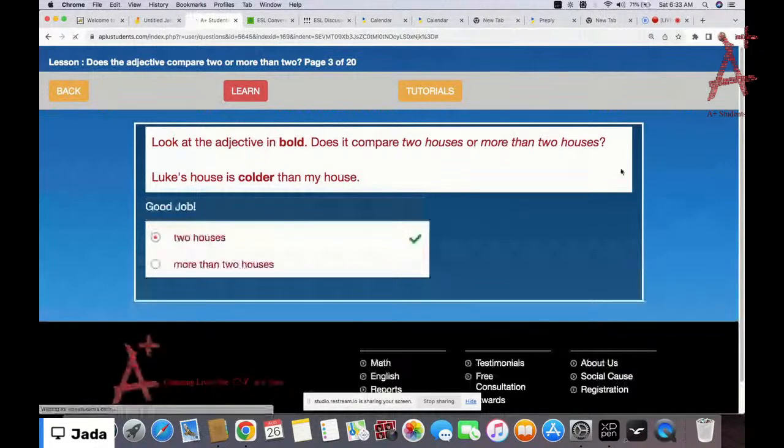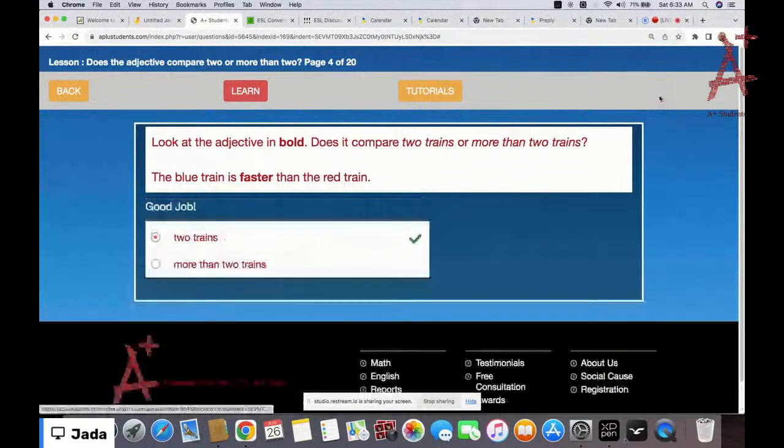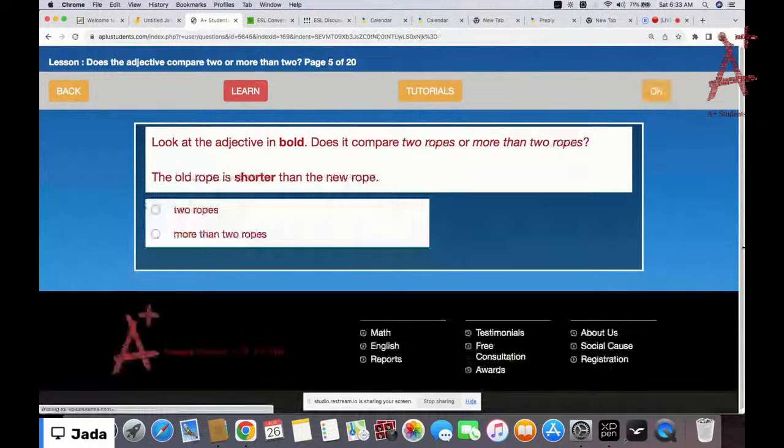The blue train is faster than the red train. So we have faster. Once you have faster, what does it mean? Only two trains, it's comparing only two. The old rope is shorter than the new rope. Once you have -er, it's comparing two ropes, the old one and the new rope.